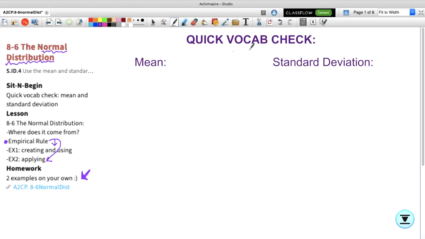So let's make sure we're all on the same page really quick with a couple vocab terms. I really hope as you're seeing the word mean, you're rolling your eyes at me because you clearly know that mean is the average in a set of data. I know you've learned that in sixth grade. You would calculate that by adding up all of your data and dividing it by however many data you have.